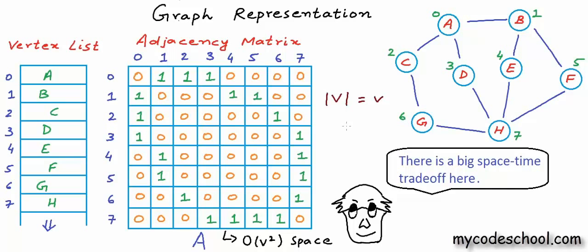Like for this example graph that I've drawn here, in the edge list we were consuming 10 units of memory. We had 10 rows consumed in the edge list, but here we are consuming 64 units. Most graphs with a really large number of vertices would not be very dense, would not have the number of edges anywhere close to V square.